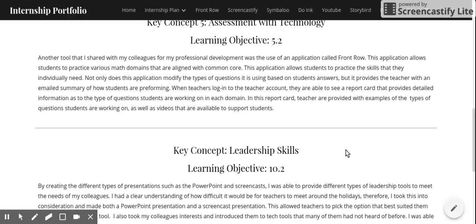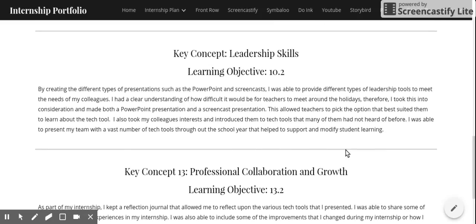When teachers log into the teacher account, they are able to see a report card that provides detailed information as to the type of questions students are working on in each domain. In this report card, teachers are provided with examples of the types of questions students are working on, as well as videos that are available to support students. Another concept that I met was Key Concept 10, Leadership, and Learning Objective 10.2.